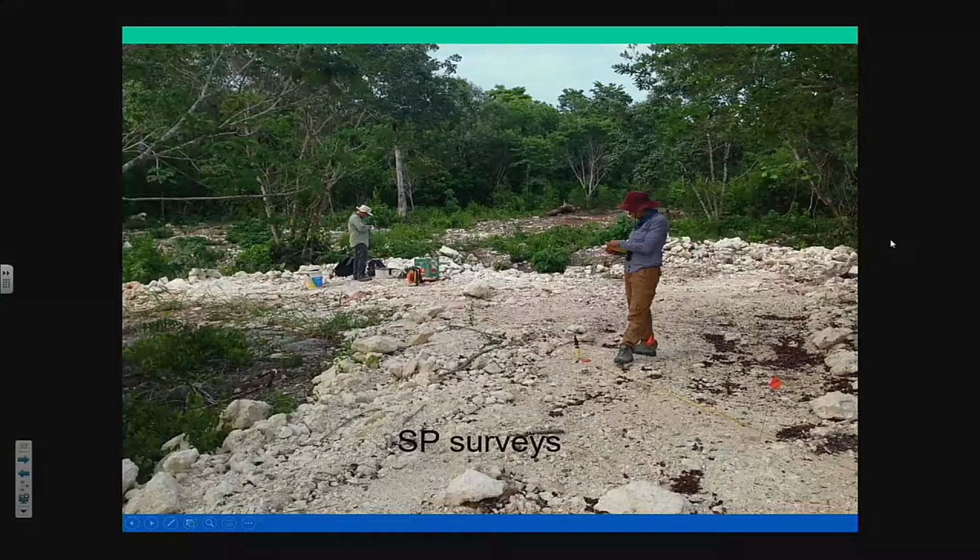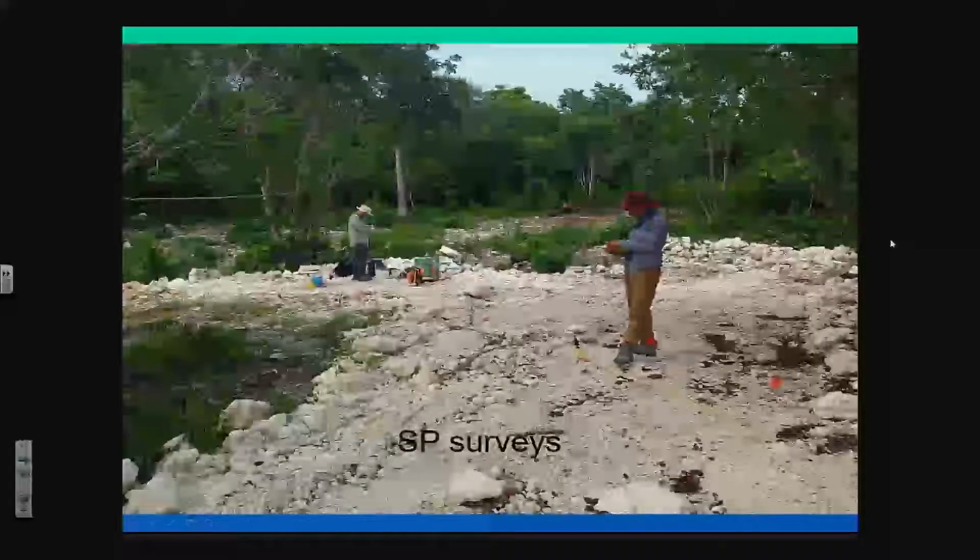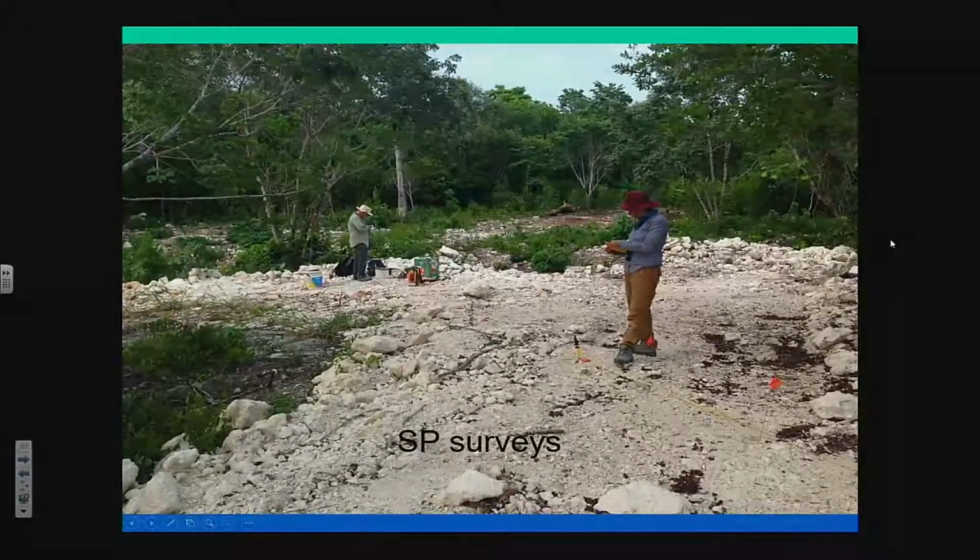So these are just done with 2 electrodes. There's one there. Usually you keep one stationary and then you move the other one. This is one of our former REU students.